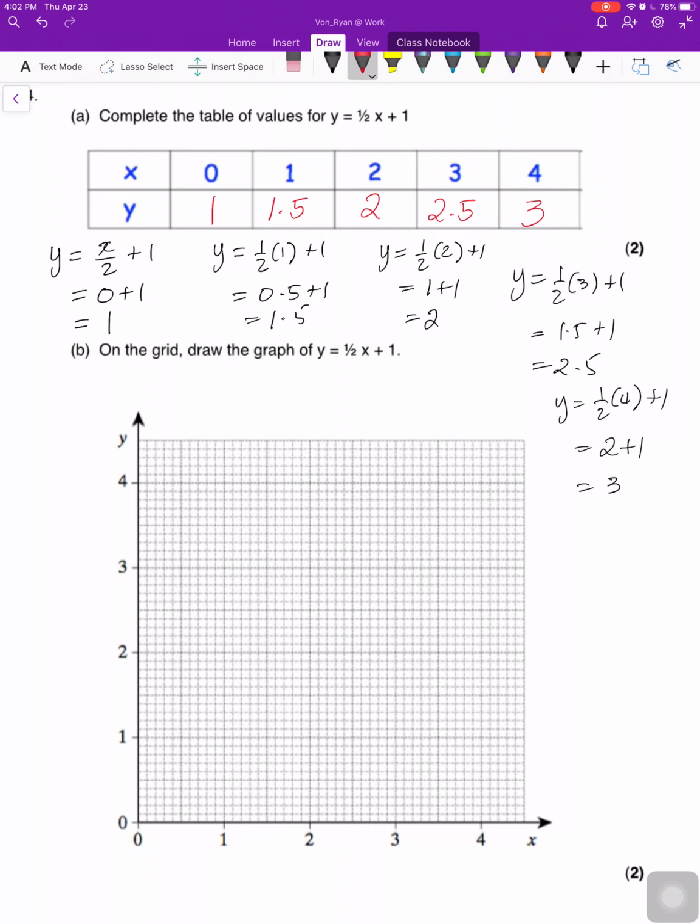Okay, now we will draw on the grid the graph of y equals 1 half x plus 1. So we just plot the points based on what we're given. So x equals 0, y equals 1. That would be this one. X equals 0, y equals 1. X equals 1, y is 1.5. So midway, 2 is 2. 3 is 2.5. 4, 3. And as you can see, it traces a straight line.